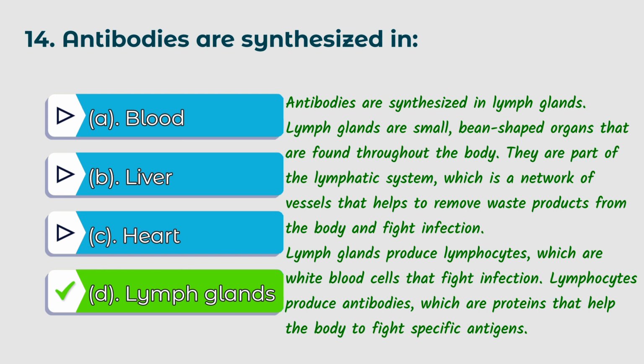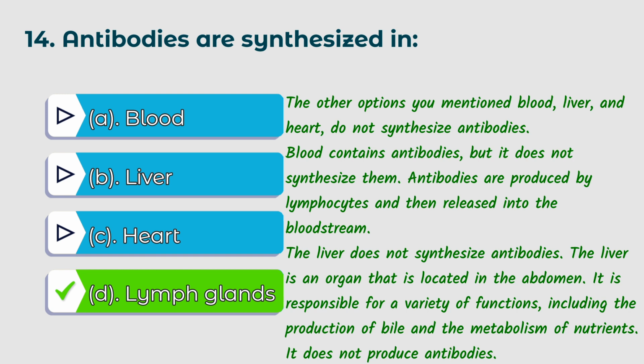Lymph glands produce lymphocytes, which are white blood cells that fight infections. Lymphocytes produce antibodies, which are proteins that help the body to fight specific antigens. The other options mentioned, blood, liver and heart, do not synthesize antibodies. Blood contains antibodies, but it does not synthesize them. Antibodies are produced by lymphocytes and then released into the bloodstream.